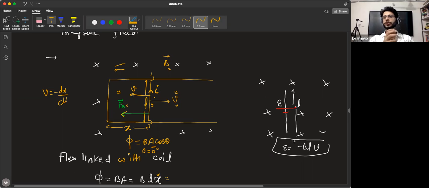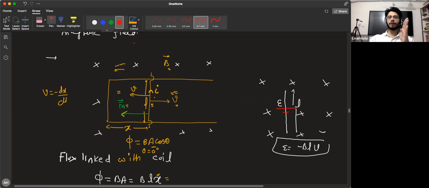When velocity becomes zero, then what will happen to the conductor? It will come to rest. Velocity becomes zero, that means the conductor will come to rest. When the conductor comes to rest, then induced EMF will become zero. So this force is opposing its cause. But if I want to move this conductor with the same velocity, I want my current to be steady. I want a steady current in the system.